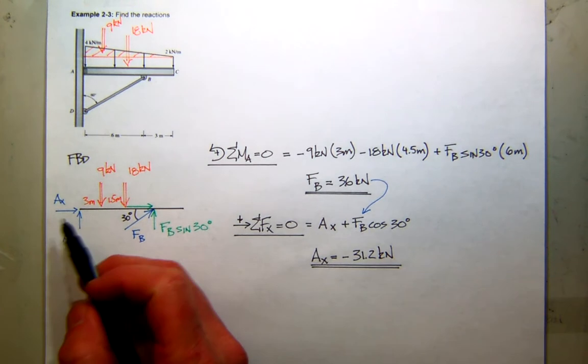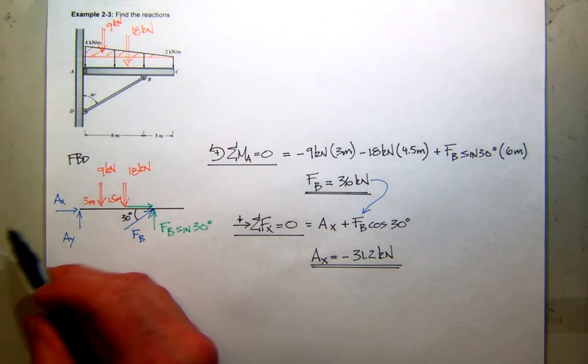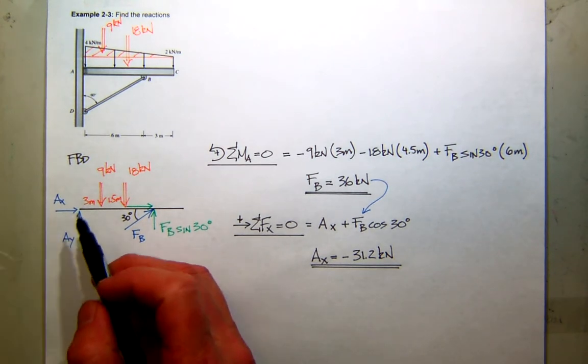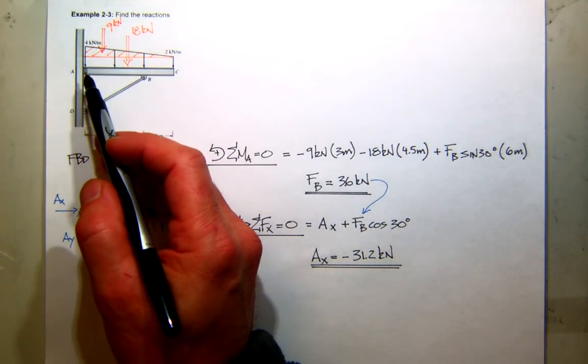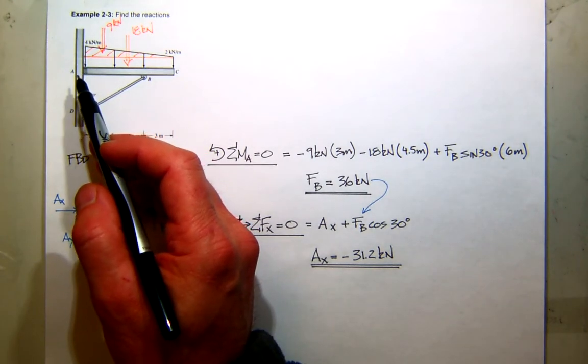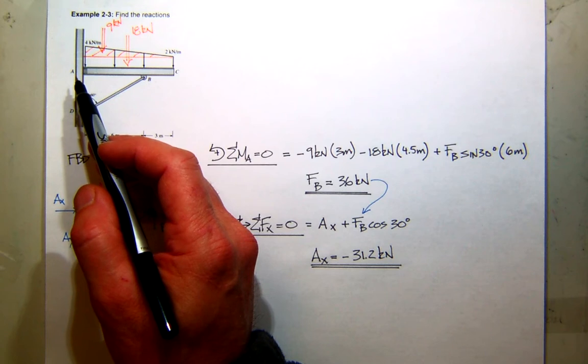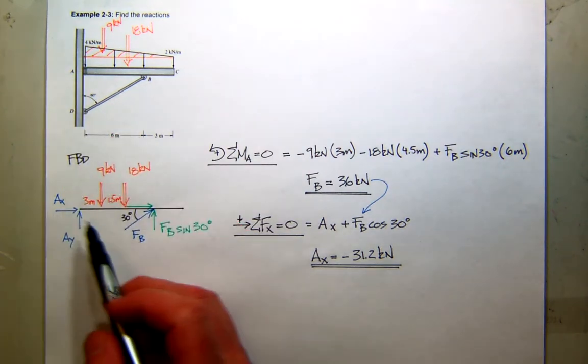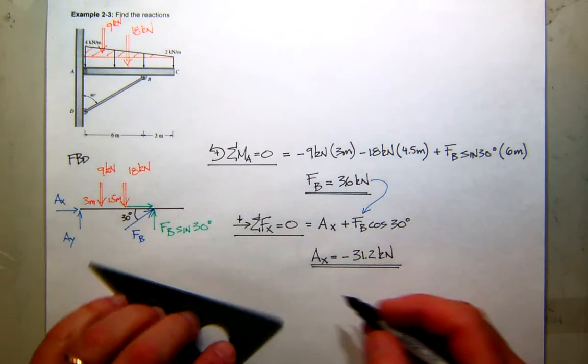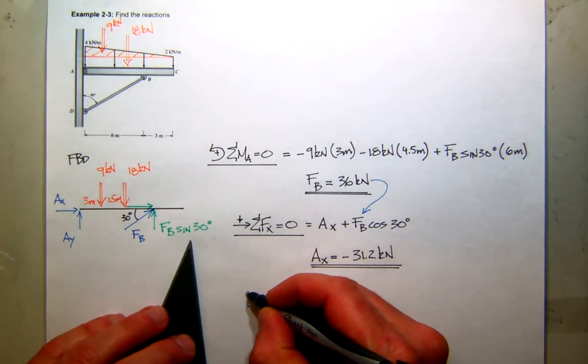Does it make sense that this support needs to pull it to the right to keep it from moving? I said to the right, to the left? Yeah. I think so. If you were standing there and you had this beam and you were holding that thing at A, are you pushing or are you pulling to keep it in equilibrium? You're pulling. You're pulling back. That makes sense. Okay, we've run out of options now. We have to do some forces in the Y.